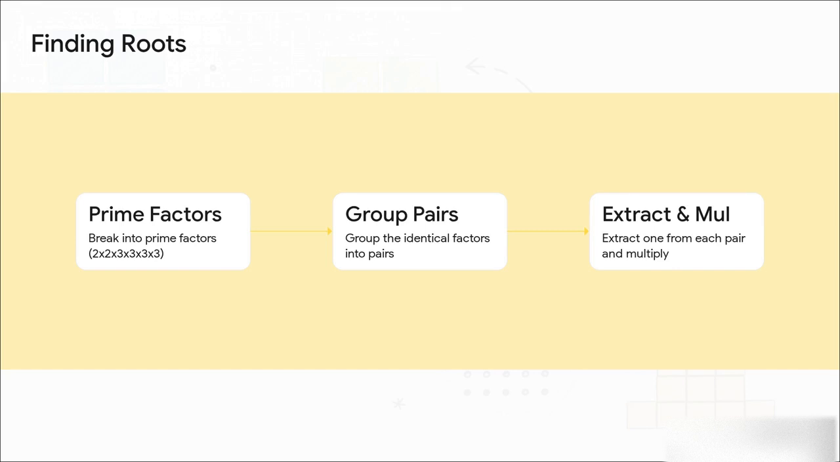Finally, here's the crucial extraction step. Take just one number from each pair. So we extracted a 2, a 3, and another 3. Multiply those extracted numbers together. 2 times 3 times 3, and we get 18. We just use structure to easily figure out that the square root of 324 is exactly 18.